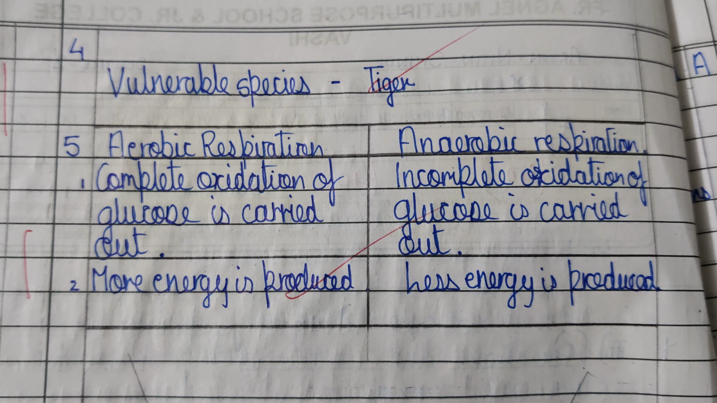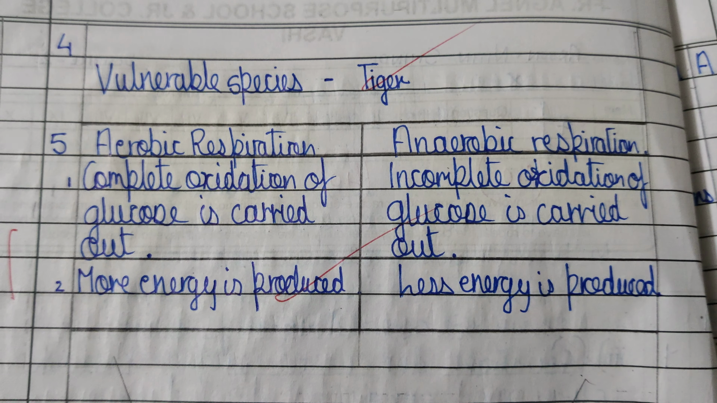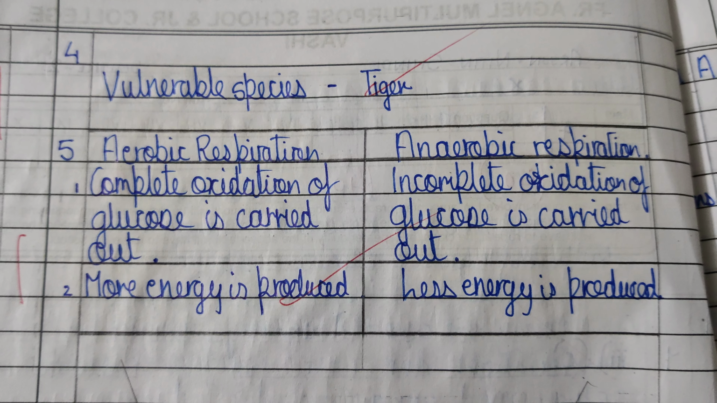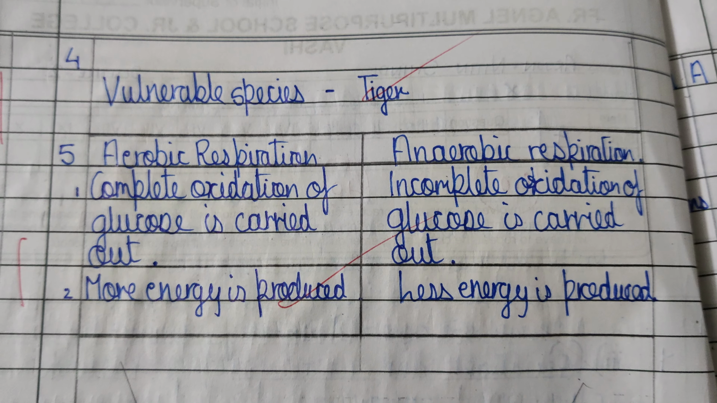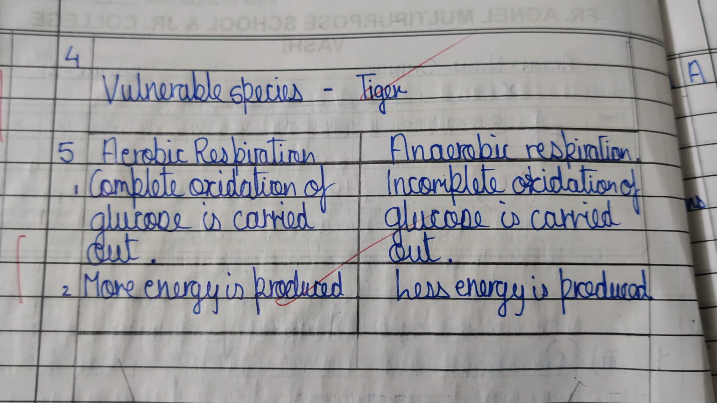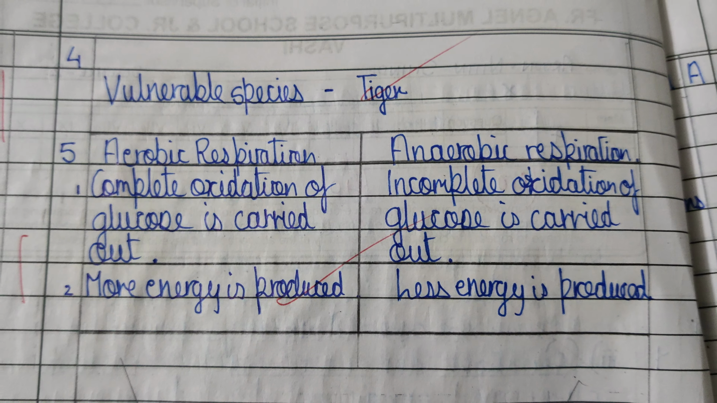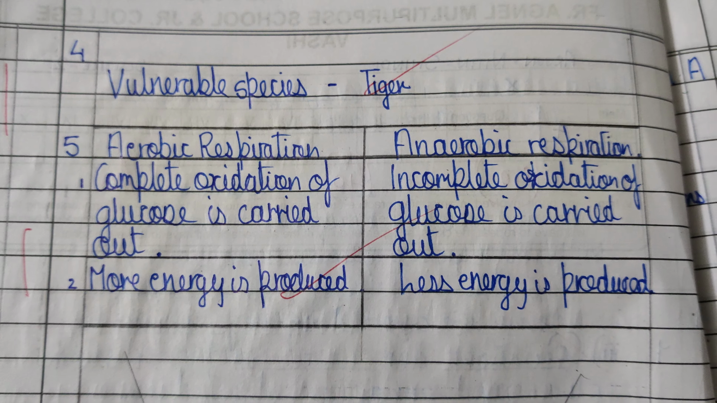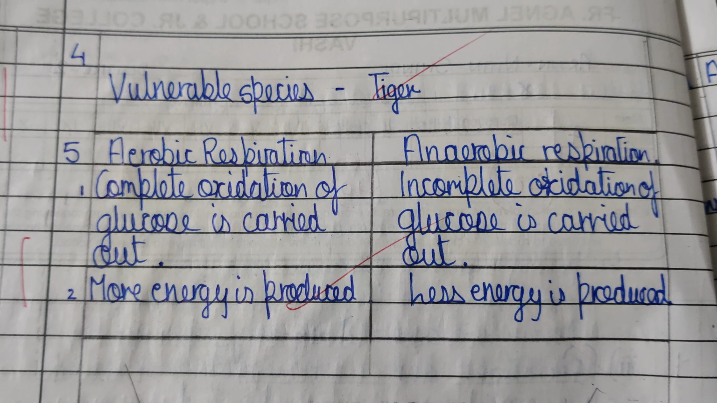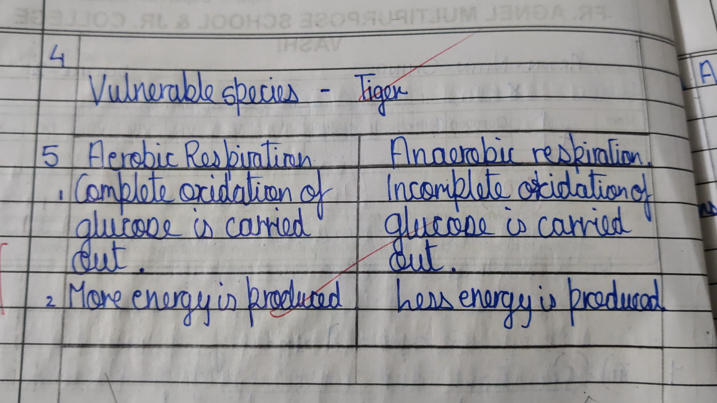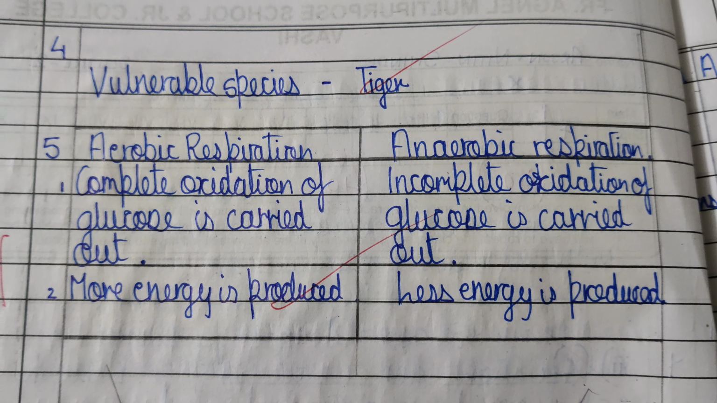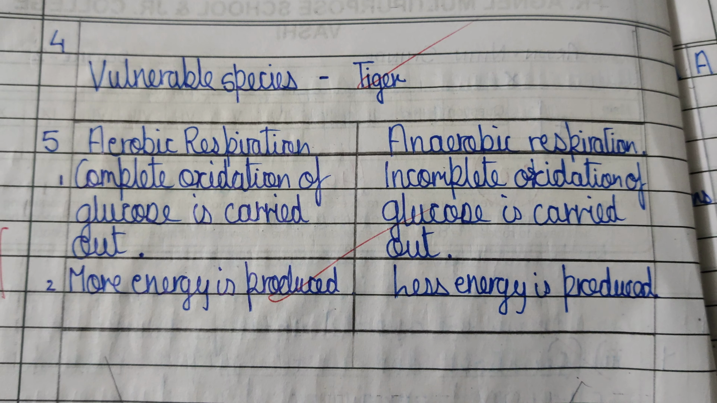Differentiation between aerobic respiration and anaerobic respiration. Complete oxidation of glucose is carried out in aerobic respiration. Incomplete oxidation of glucose is carried out in anaerobic respiration. More energy is produced in aerobic respiration. Less energy is produced in anaerobic respiration.